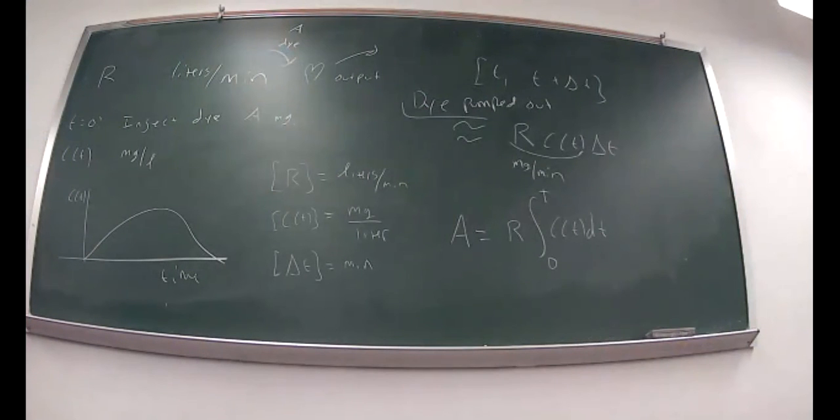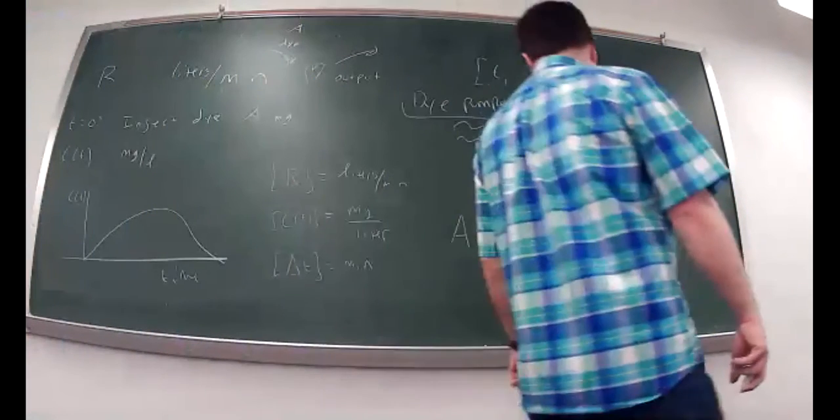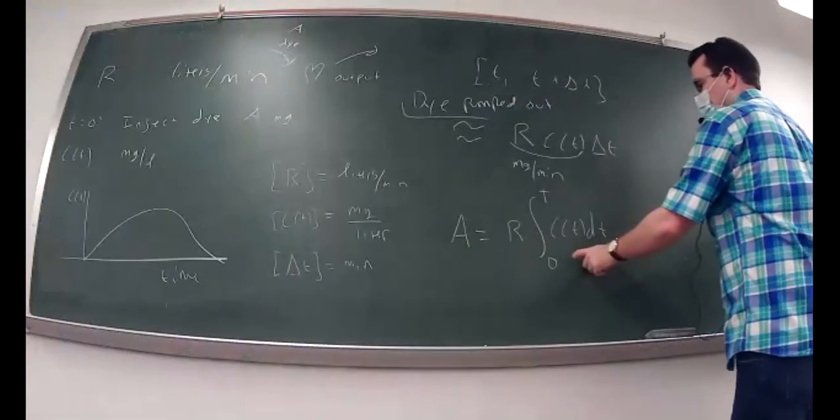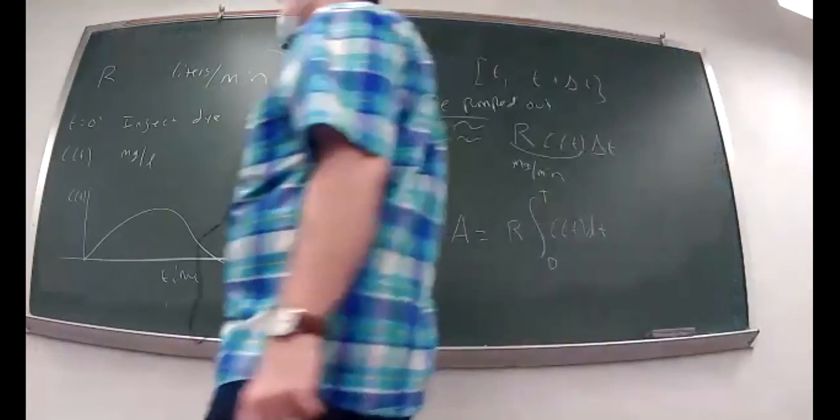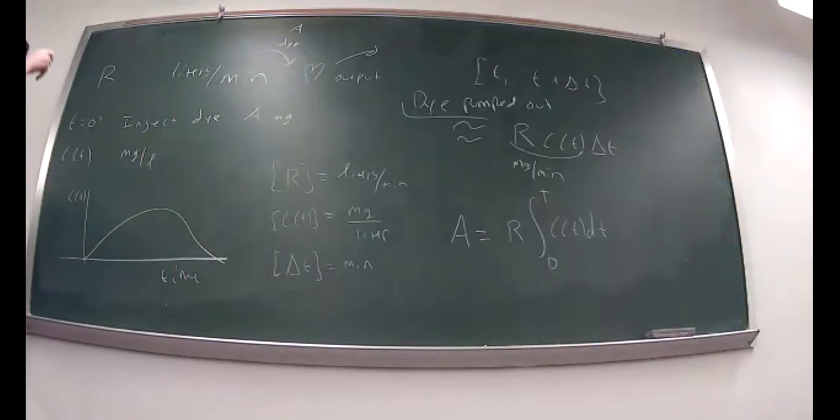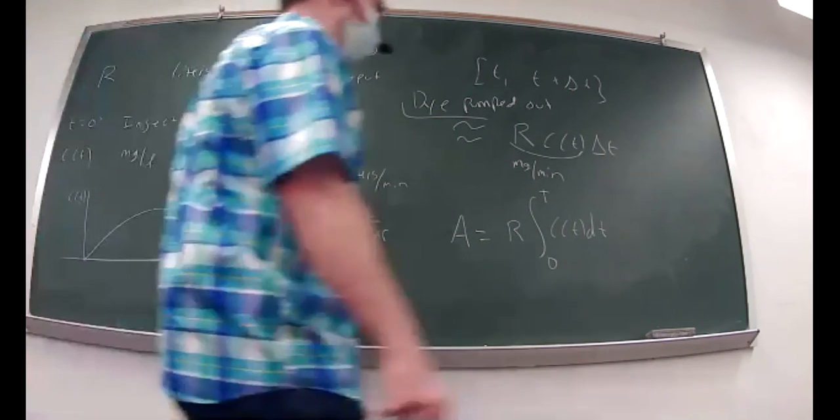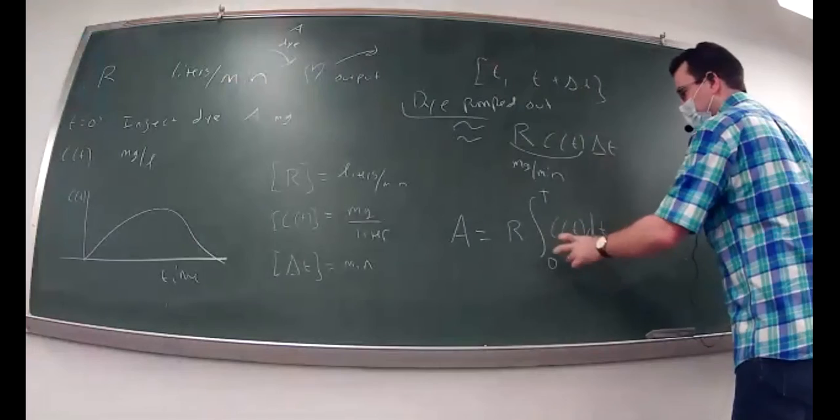What should this integral from 0 to T of the concentration be? I mean, it's an amount in milligrams, right? Because it's not quite right. So the unit, sorry, let me back up.